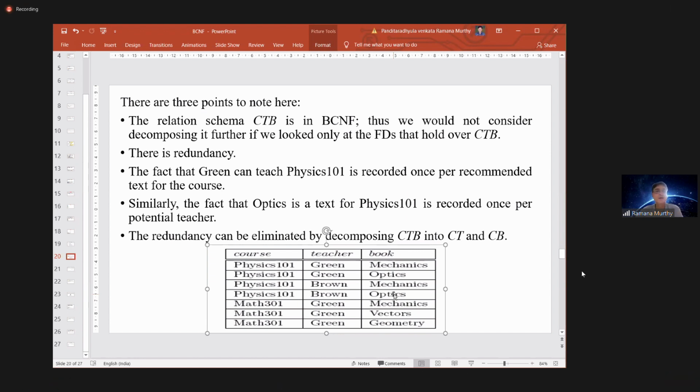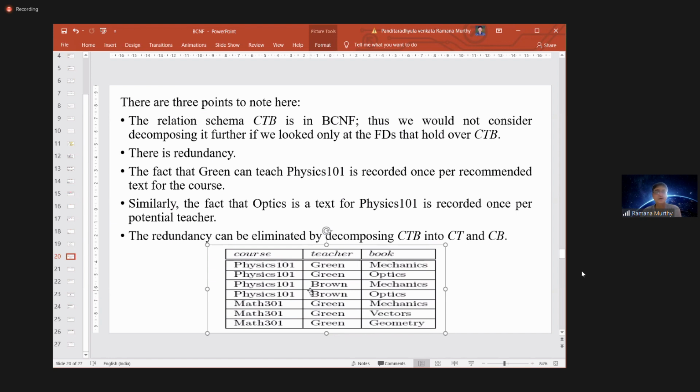So the thing is, we can't decompose further if you look only at functional dependencies, only this particular CTB table. Until we combine all these columns, you can't get a key. But there is a lot of redundancy.